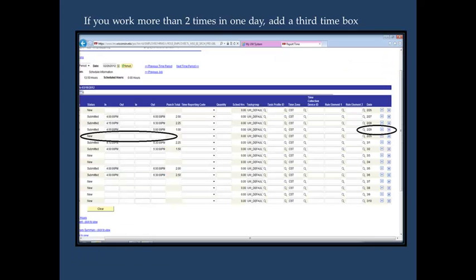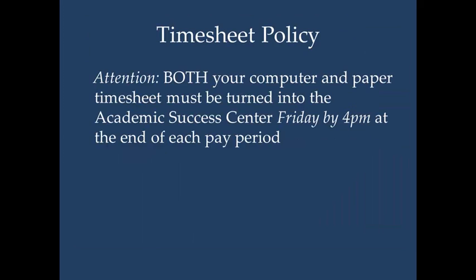It's that easy. Now, if you work more than 2 times in one day, you need to add a third time box. The way to do this is to scroll all the way over to the right. You'll see a plus and a minus button. Click on the plus and an extra 4 boxes will be added. Then enter your last out time in that box.